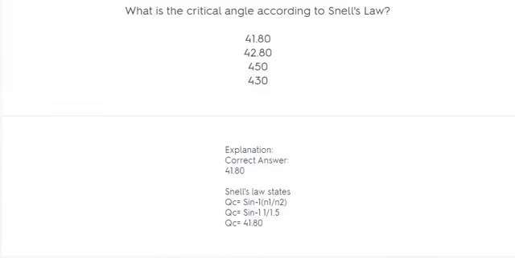What is the critical angle according to Snell's law? 41.8 degrees, 42.8 degrees, 45 degrees, 43 degrees. Explanation. Correct answer: 41.8 degrees. Snell's law states sin θc equals 1/1.5, so θc equals 41.8 degrees.